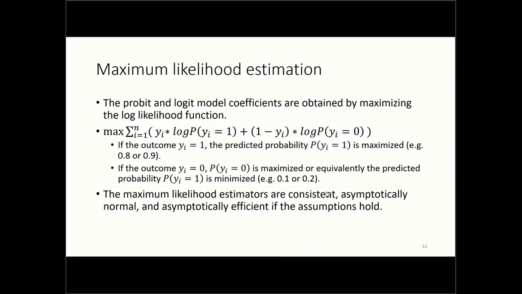Okay, let's discuss this a little bit more. This is what we call here a maximum likelihood estimation. So what we're doing here, we're maximizing the likelihood function. So the Probit and Logit model coefficients would be obtained by maximizing the log likelihood function. This is the log likelihood function that we talked about on the previous slide, and here we're maximizing this log likelihood function. So if the outcome yi is equal to 1, so if a particular person has the actual outcome of being 1, then the predicted probability P of y equals 1 is maximized.